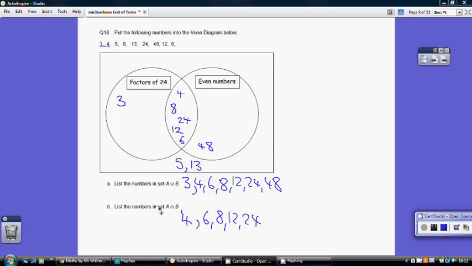Now part B, list the numbers in set A intersection B. Now that's purely the bit where they overlap. So that's the 4, 6, 8, 12 and 24.